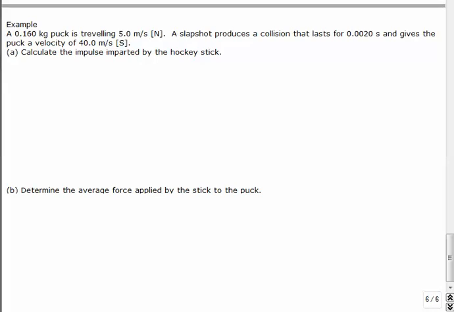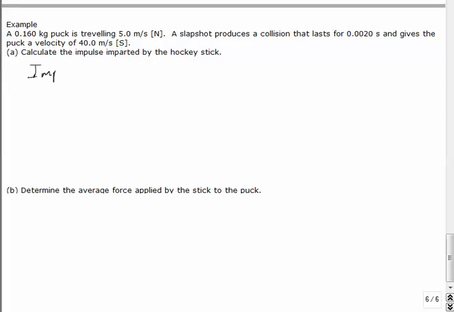Consider this as an example. A 0.160 kilogram puck is traveling 5 meters per second north, and the slap shot produces a collision that lasts for 0.0020 seconds and gives the puck a new velocity of 40 meters per second south. Calculate the impulse imparted by the hockey stick.